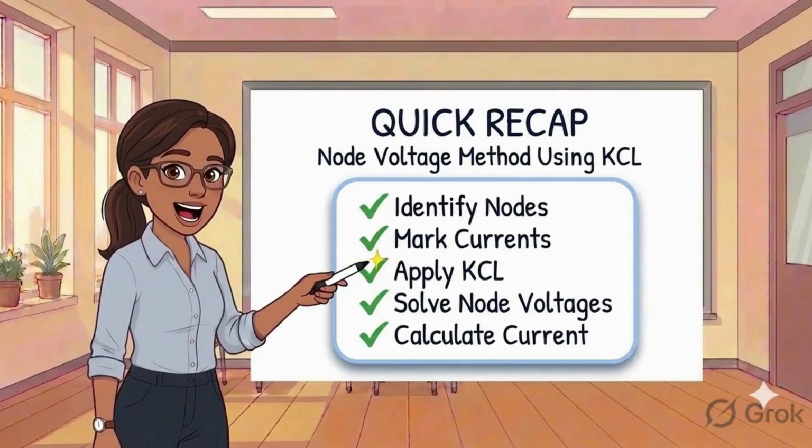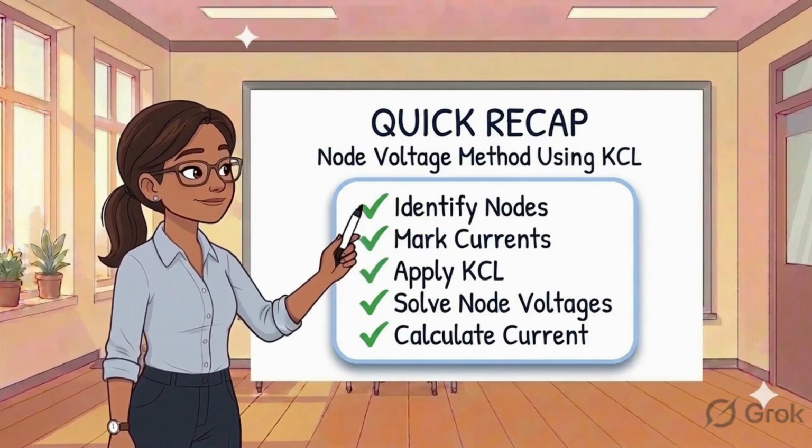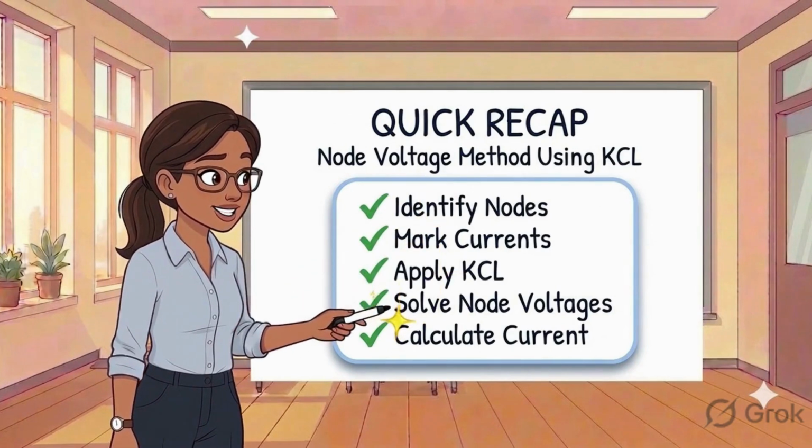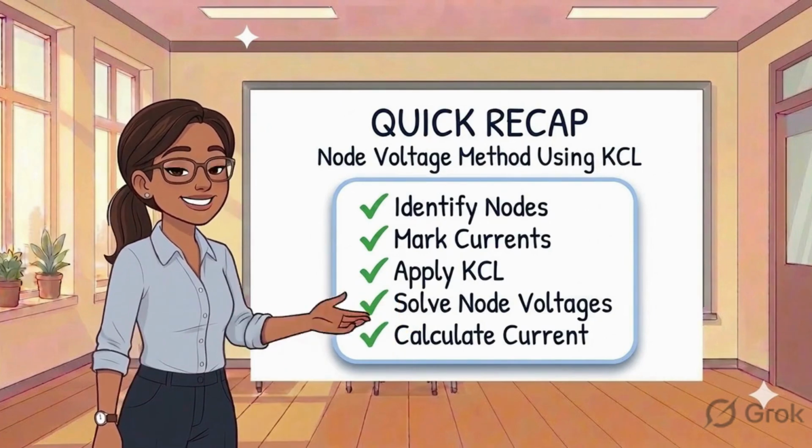Let's quickly recap the node voltage method using KCL. First, identify your nodes, then mark all currents. Apply KCL at each node, solve for the voltages. Finally, calculate the currents. And that's the recap.